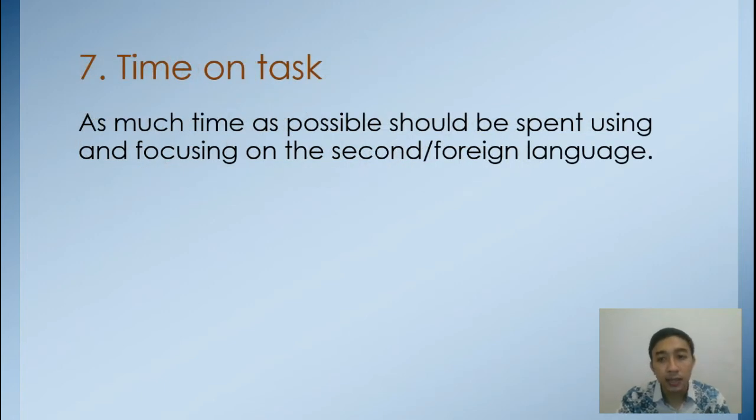Next is time on task. As much time as possible should be spent using and focusing on the second foreign language. It is very important, everyone. We are learning English language in this case. So whenever we are learning this language, as much time as possible, we have to use the language. Okay? As much time as possible. In any case, in greetings, in giving explanations, in asking or answering questions, even in other situations, we have to use this foreign language. We call it time on task.